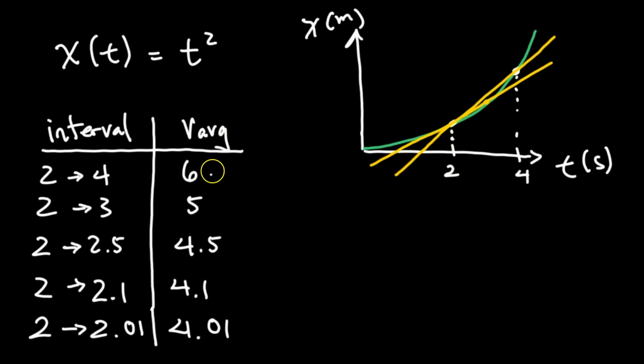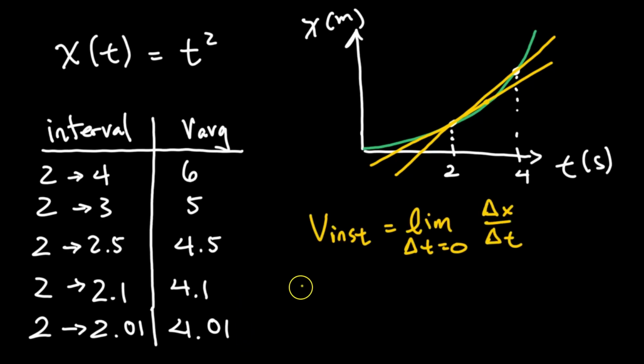Here is a chart of the average velocity as we decrease the interval of the 2 points that we're picking to calculate the average velocity. You can see that as we decrease the time interval, our average velocity gets closer and closer to the instantaneous velocity. So mathematically, to find the instantaneous velocity, we need to find the limit of delta x over delta t as delta t approaches 0. And in calculus, we have a fancy way of writing this, which is dx over dt.